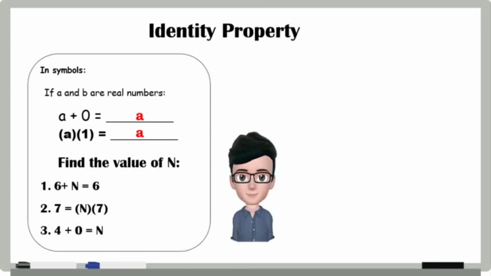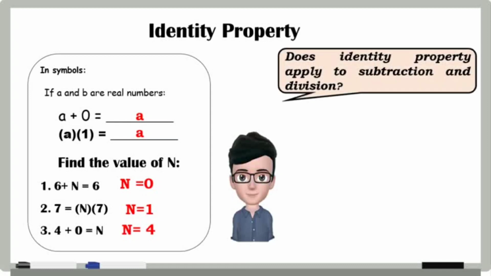Now, applying identity property, let us find the value of n. Number 1, if 6 plus n is equal to 6, what is the value of n? 0. Number 2, 7 equals n times 7, what is the value of n? 1. Okay, good. Number 3, 4 plus 0 is equal to n. What is the value of n? 4. Okay, good.